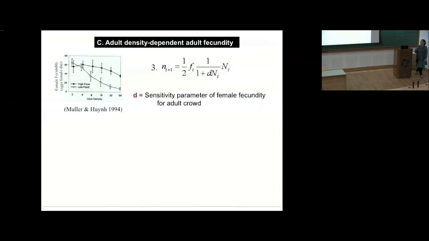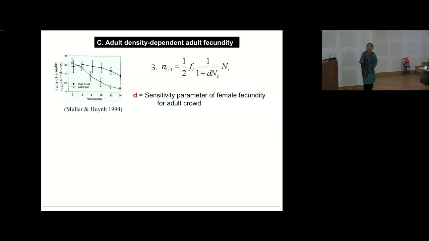The third piece of data that we looked at was another paper. You can see adult density dependence of adult fecundity. Here the experiment is that on the x-axis is the number of adults kept in tubes and how many eggs they laid, okay? Female fecundity, eggs per female per day, is on the y-axis, and this is the number of females kept. You can see there are these two types of food. Let's forget about that.